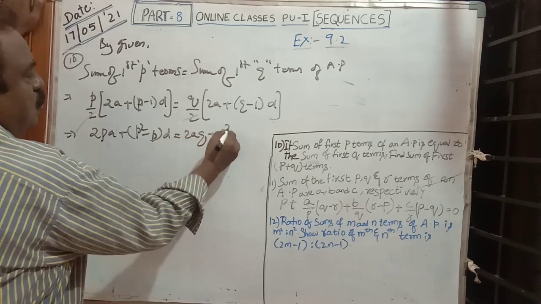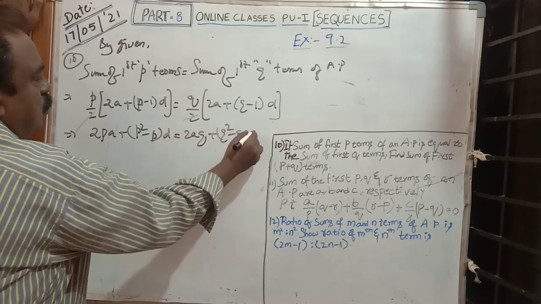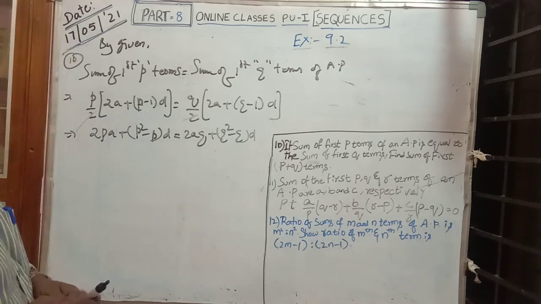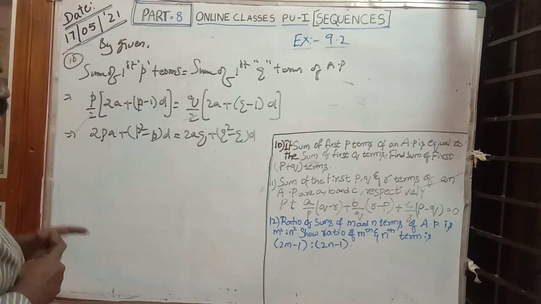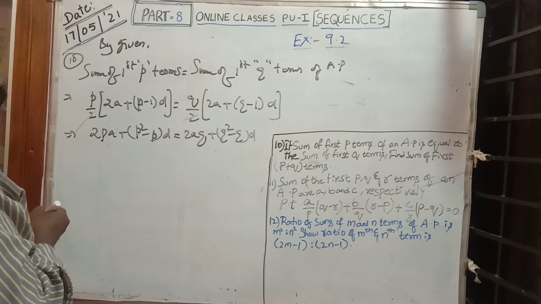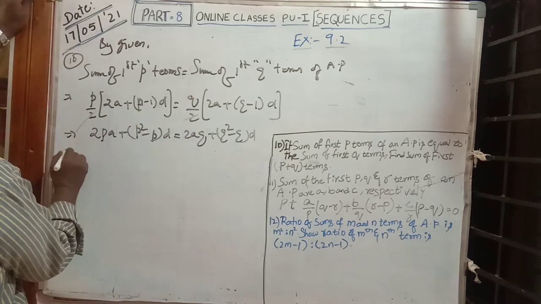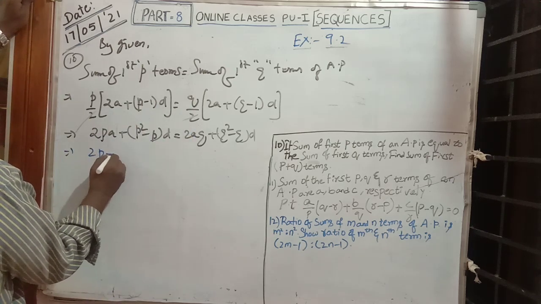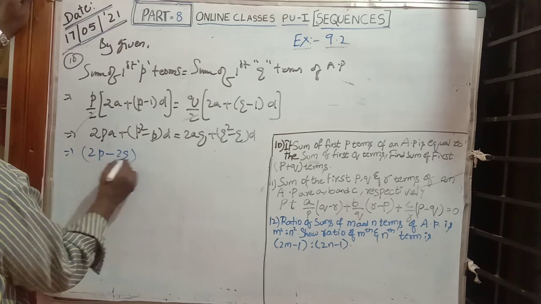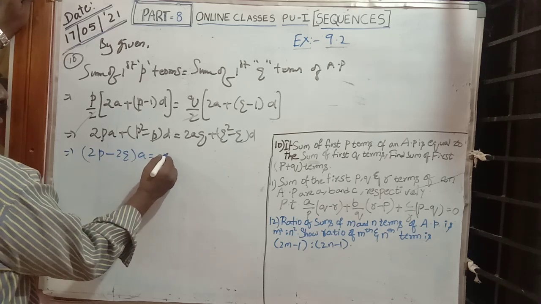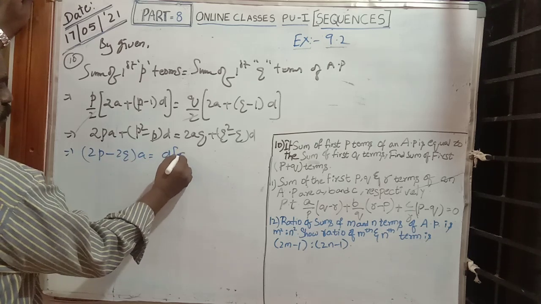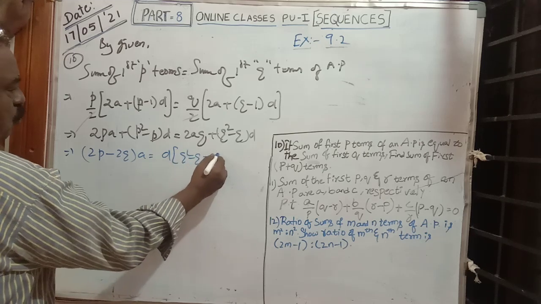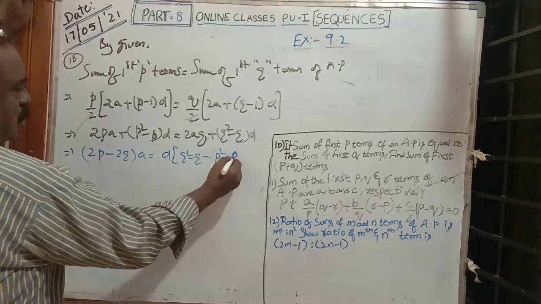2aq plus q square minus q into d. Okay now? You see there. I am sending the q term to this side. 2p minus 2q into a equals d of q square minus q minus p square plus p.